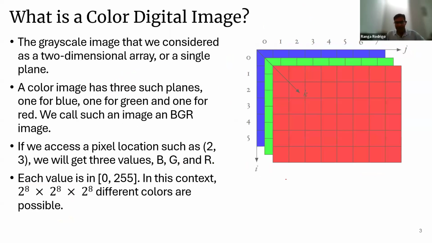All right, and then if you take a color image, there are 3 such planes. So you have an I-axis and a J-axis and a K-axis also, 3 such planes. The grayscale image that we considered as a 2-dimensional array or single plane, the color image has 3 such planes, one for blue, one for green, and one for red. I am considering here BGR images, right?